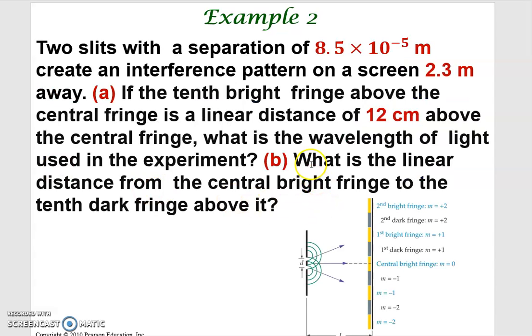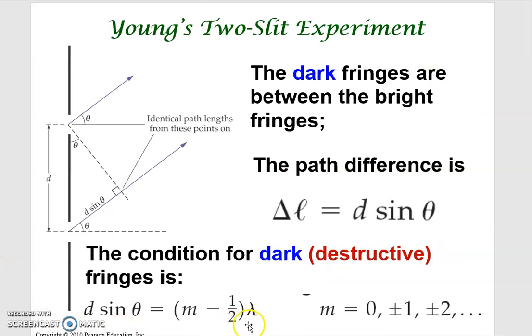Now let's look at the second one. Problem B wants you to solve: what is the linear distance from the central bright fringe to the 10th dark fringe above that? If you know this is the 10th bright one, not a surprise to you, you will find this is the 10th dark one. But what is the y value now? Once again, you should use the equation we have learned before. This is the condition for the dark fringe.